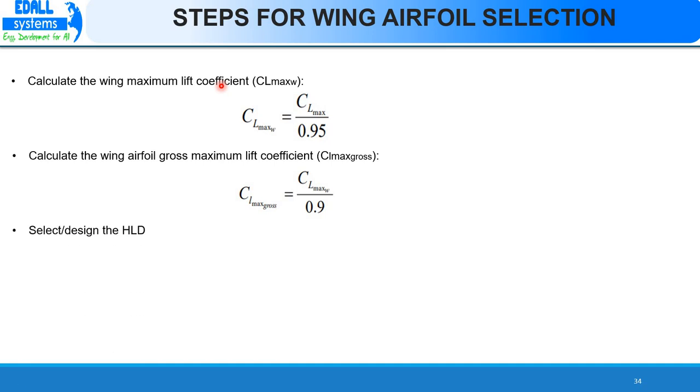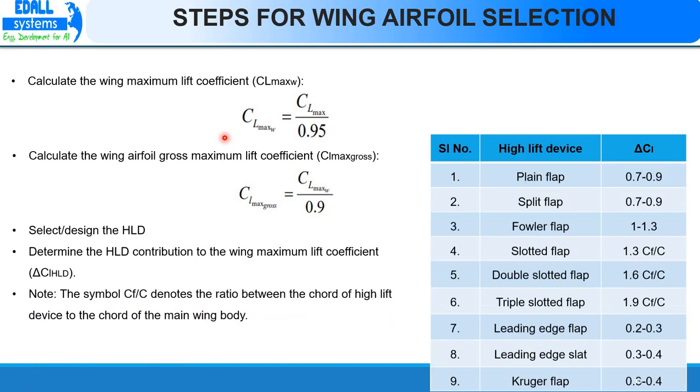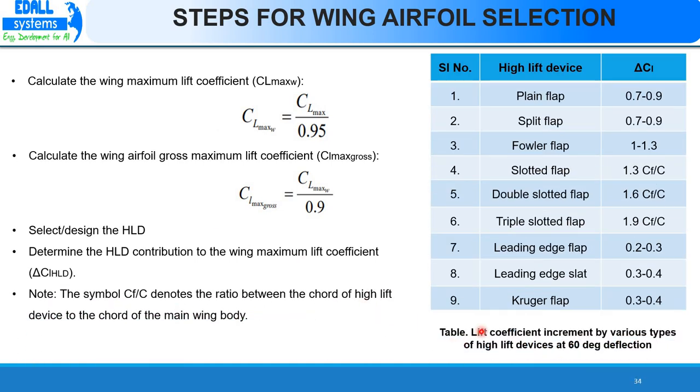Next, select or design high lift device. Determine the high lift device contribution to the wing maximum lift coefficient, denoted by delta CL HLD. The table shows various high lift devices and their contribution to the wing maximum lift coefficient. In this table, the symbol CF by C denotes the ratio between chord of high lift device to the chord of main wing body.